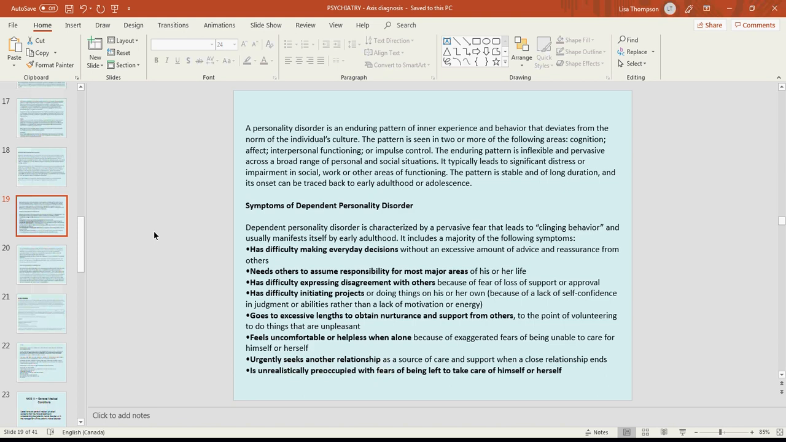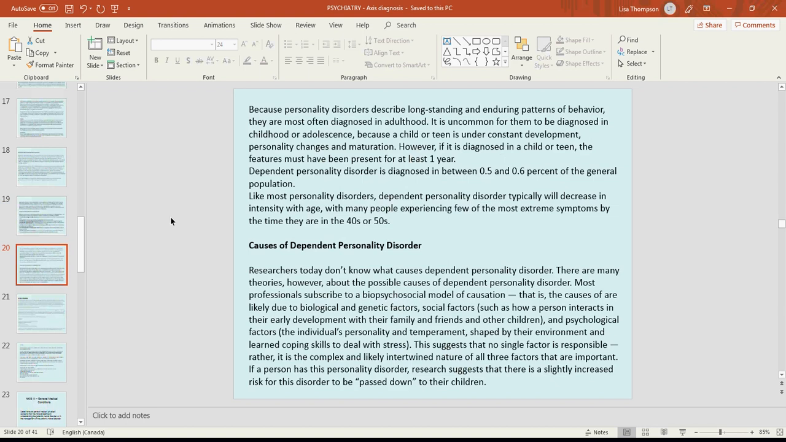goes to excessive lengths to obtain nurturance and support from others, to the point of volunteering to do things that are unpleasant, feels uncomfortable or helpless when alone because of exaggerated fears of being unable to care for himself or herself, urgently seeks another relationship as a source of care and support when a close relationship ends, is unrealistically preoccupied with fears of being left to take care of himself or herself. Because personality disorders describe long-standing and enduring patterns of behavior, they are most often diagnosed in adulthood.